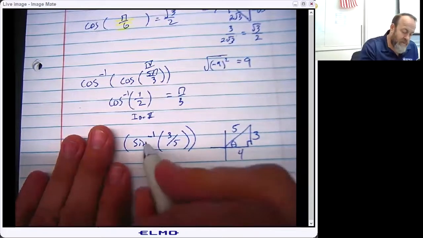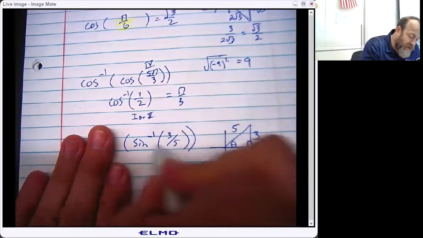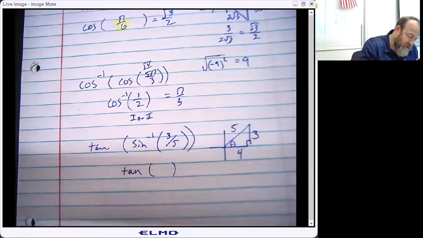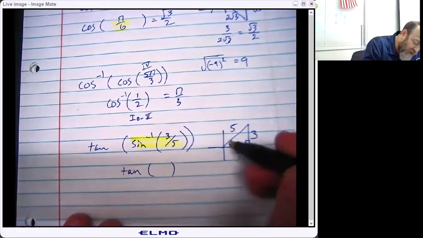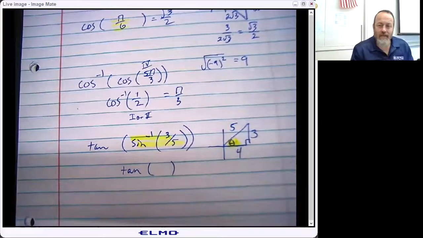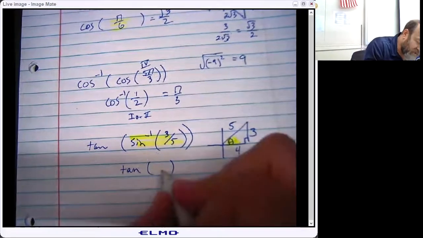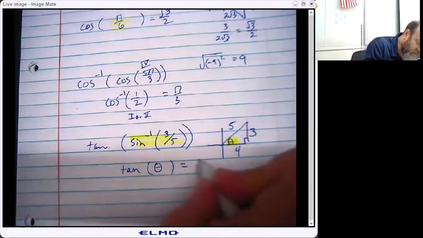And so now remember, the answer to this is the angle theta. So I'm asking you, all of this is just theta. But interestingly enough, I don't need to find theta. I just need to find what is the tangent of that theta. And that answer would be 3/4.